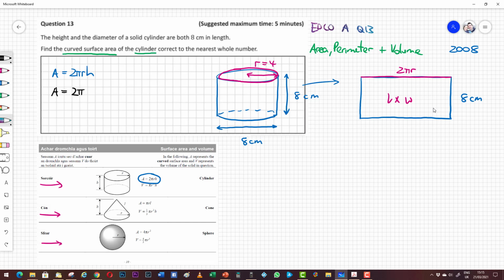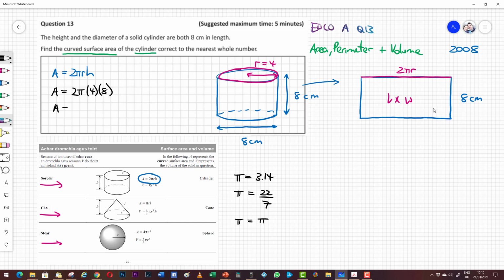We're going to use the pi button on the calculator as it's the most accurate. We could use a value of pi of 3.14, that's an estimation of pi, and sometimes we use an estimation of 22 over 7. But where we're not given instruction as to what measure to use, we're better off just using the pi button on the calculator as it rounds it off to more decimal places. So we have 2 times pi times the radius, which is 4, times the height, which is 8.